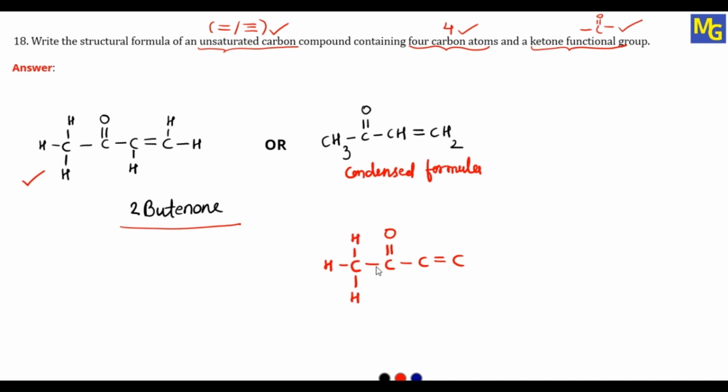So you can see 1, 2, 3, 4. 4 bonds are there for this carbon. Then for the second carbon, 1, 2, and already 2 bonds are there, which are of the ketone functional group. So no need to write any hydrogen.